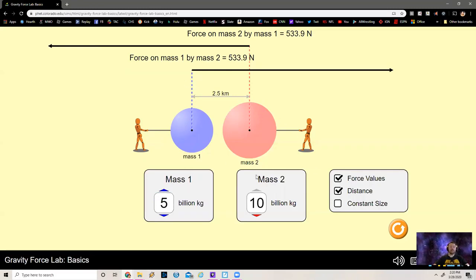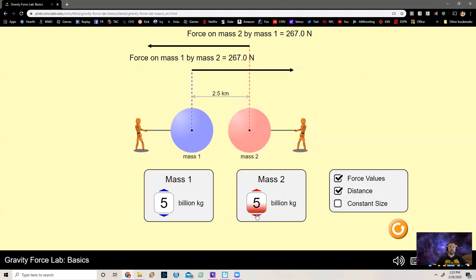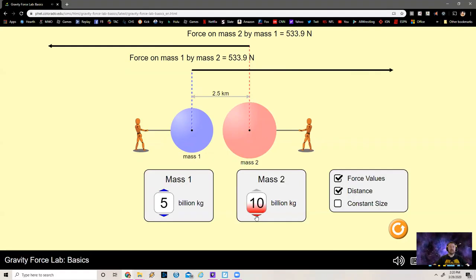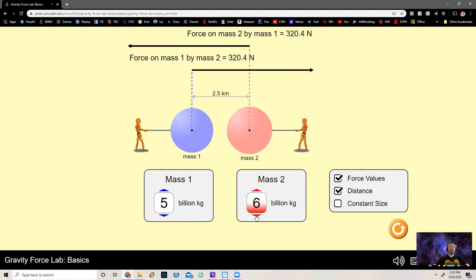Well, what do you think is going to happen then if I reduce the mass of mass 2? Obviously, the force between them is going to decrease. Oop, a little too far. It's now 267 newtons. So let's kick that back up to 10. We're at 533. By how much does the force get reduced because we reduced the mass by half? We reduce the force between them by half as well. So that's what happens when you reduce the mass of objects. If you keep them at the same distance, the force between them decreases.